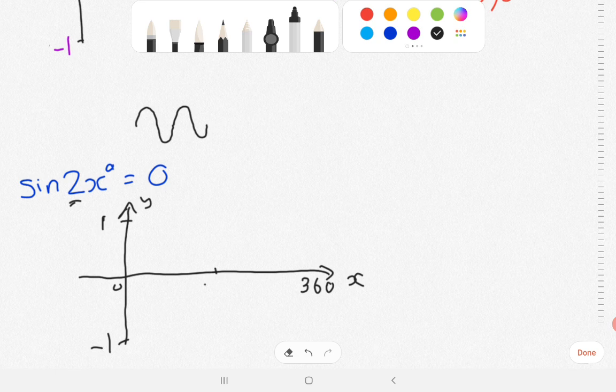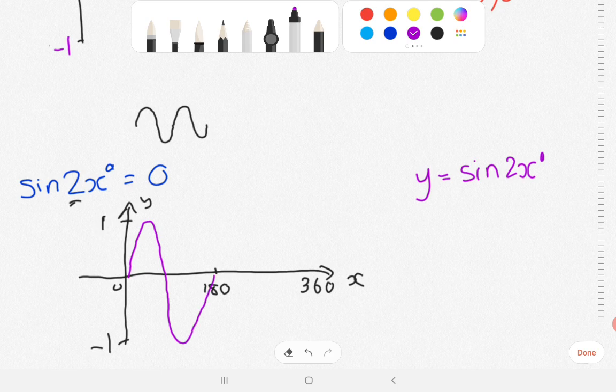Let's mark on our halfway point, 180. And now we know that one wave of sine needs to fit between 0 and 180 if 2 need to fit between 0 and 360. So we're drawing the graph y equals sine 2x. And we're going to have one wave in 180 and then a second wave in 360. Now it's not the neatest graph in the world, but it's going to give us the right idea.